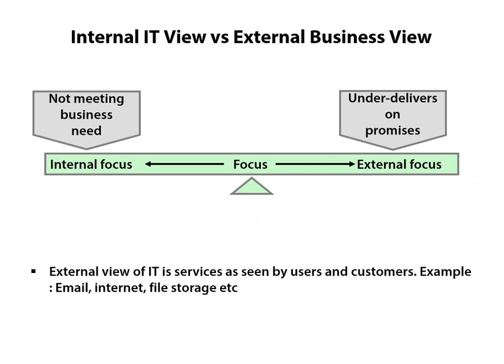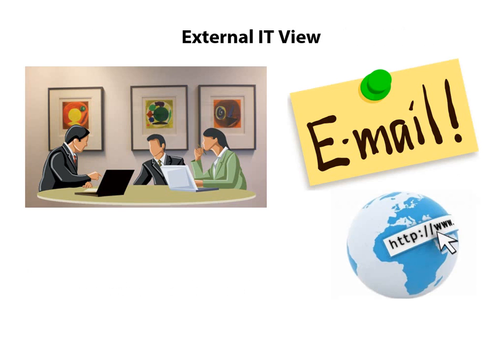On the other end of the spectrum, we have external business view, which is the way IT services are seen by the users and customers. Examples are email, internet, and file storage services, among others. An organization that is extremely focused on its external services rather than what is happening internally does not care about the technology that is being leveraged, the way the company is managed, and the architecture that is employed.